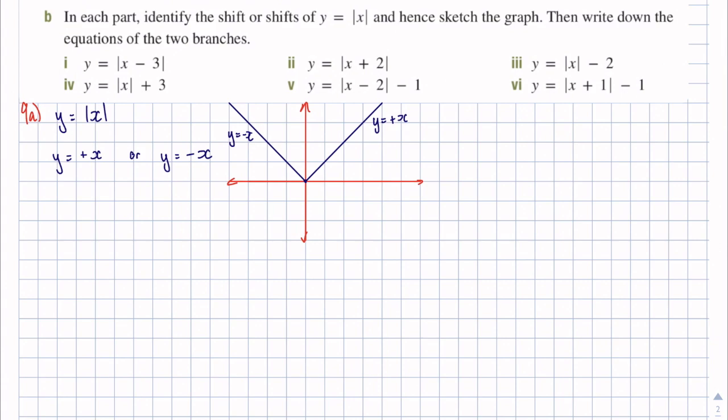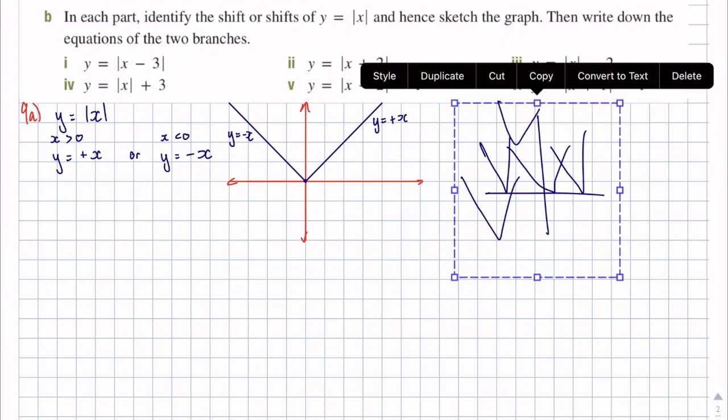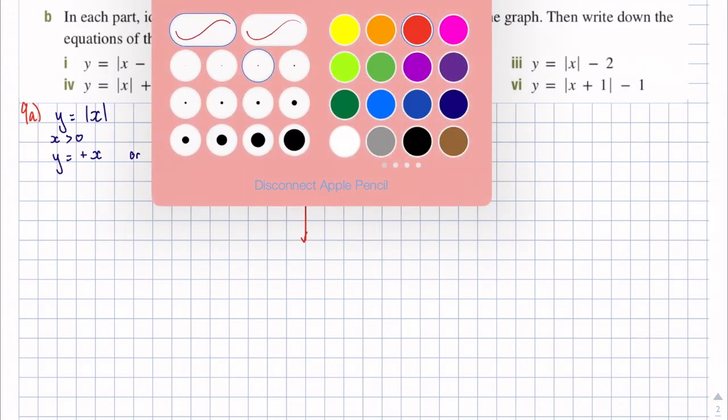So for x greater than 0, y equals positive x. For x less than 0, y equals negative x. And x equals 0, well, it's 0 anyway. Okay, so that's the basic one. Now if we're talking about moving it upwards, instead of being like that, it's going to be like that. If you're talking about it moving left or right, it's going to be like that or like that. And then, of course, you could get things going like that. But let's have a look at some of these actually happening in 9B.